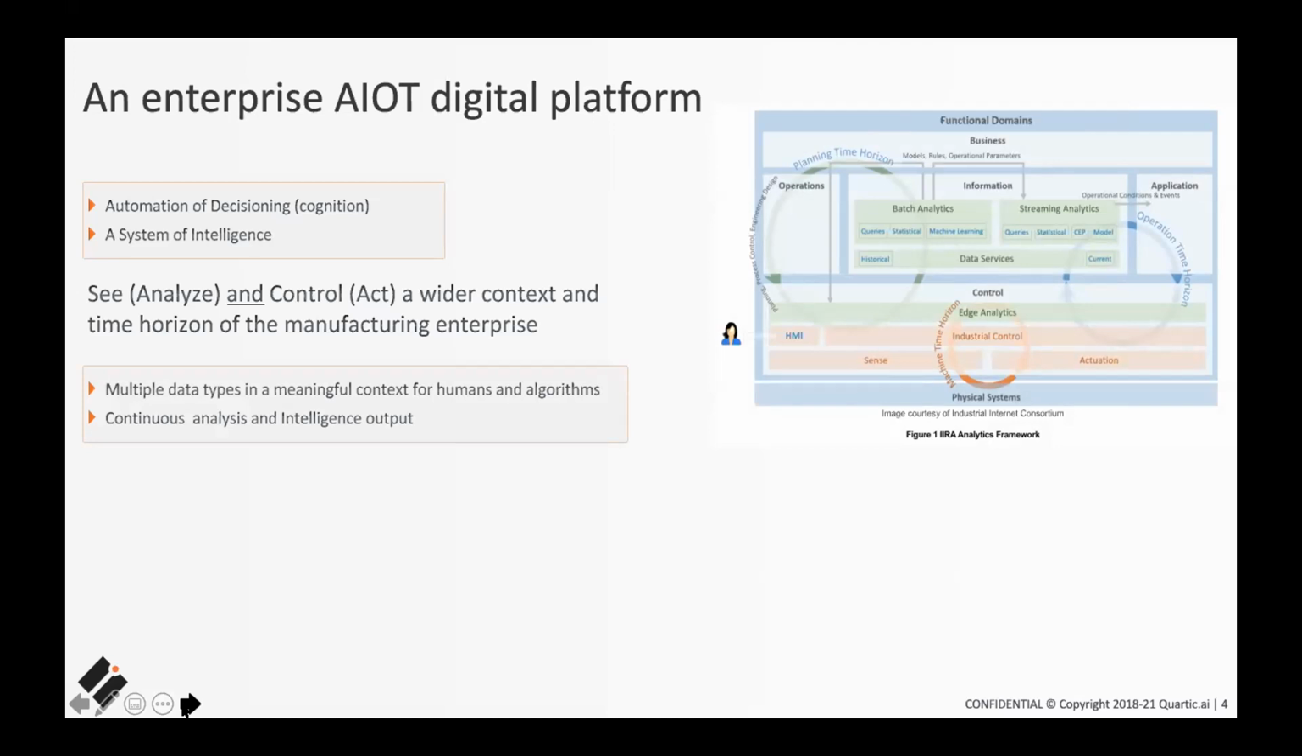We're essentially doing a zoomed out view of our entire manufacturing enterprise by analyzing a zoomed out view, a bigger picture, a wider horizon over a wider time frame. And so what should it allow you to do? It should allow you to see and control that zoomed out view. And what does that mean? That means multiple types of data in a meaningful context.